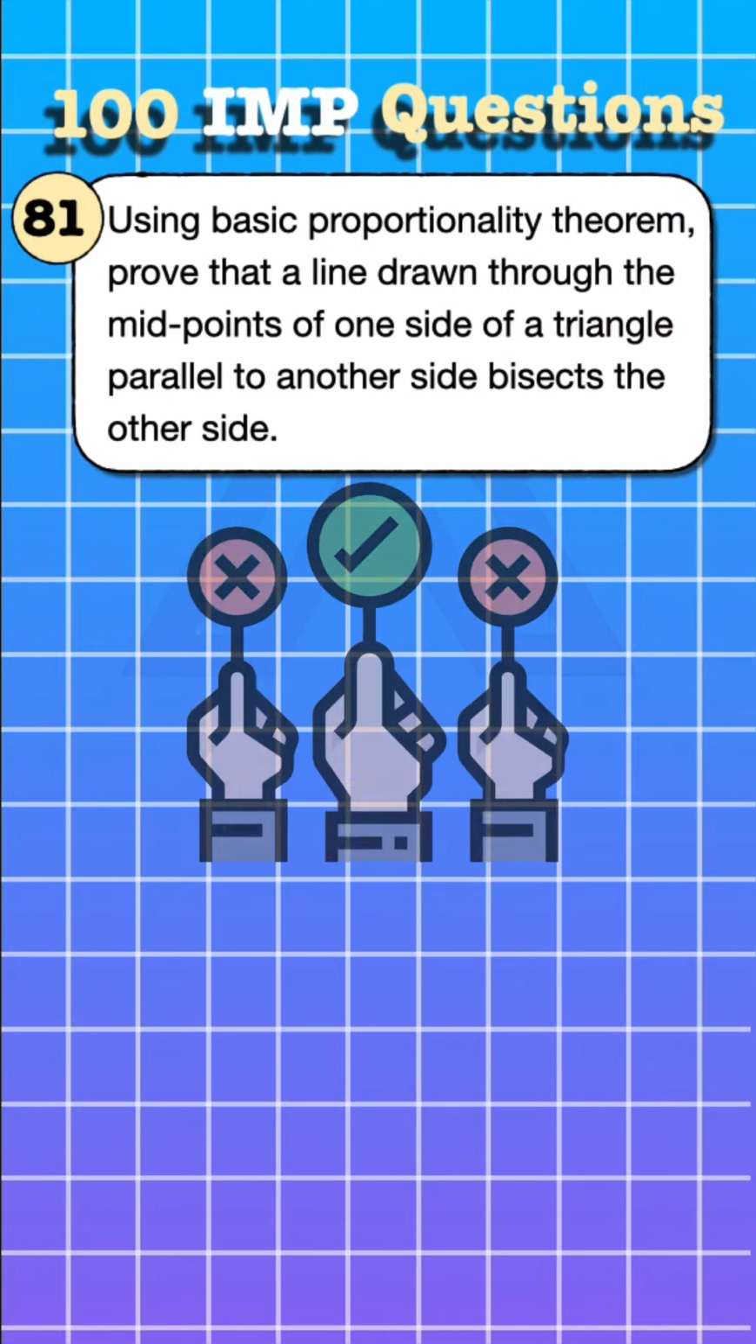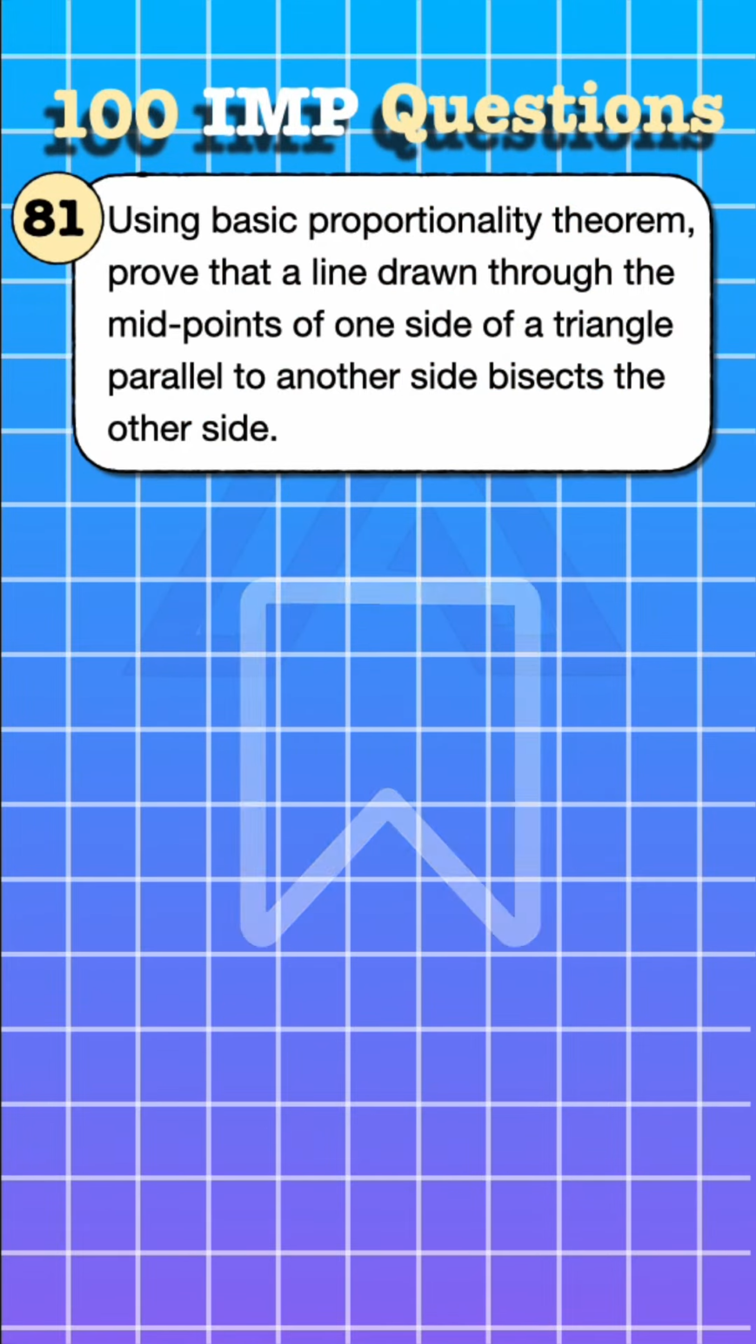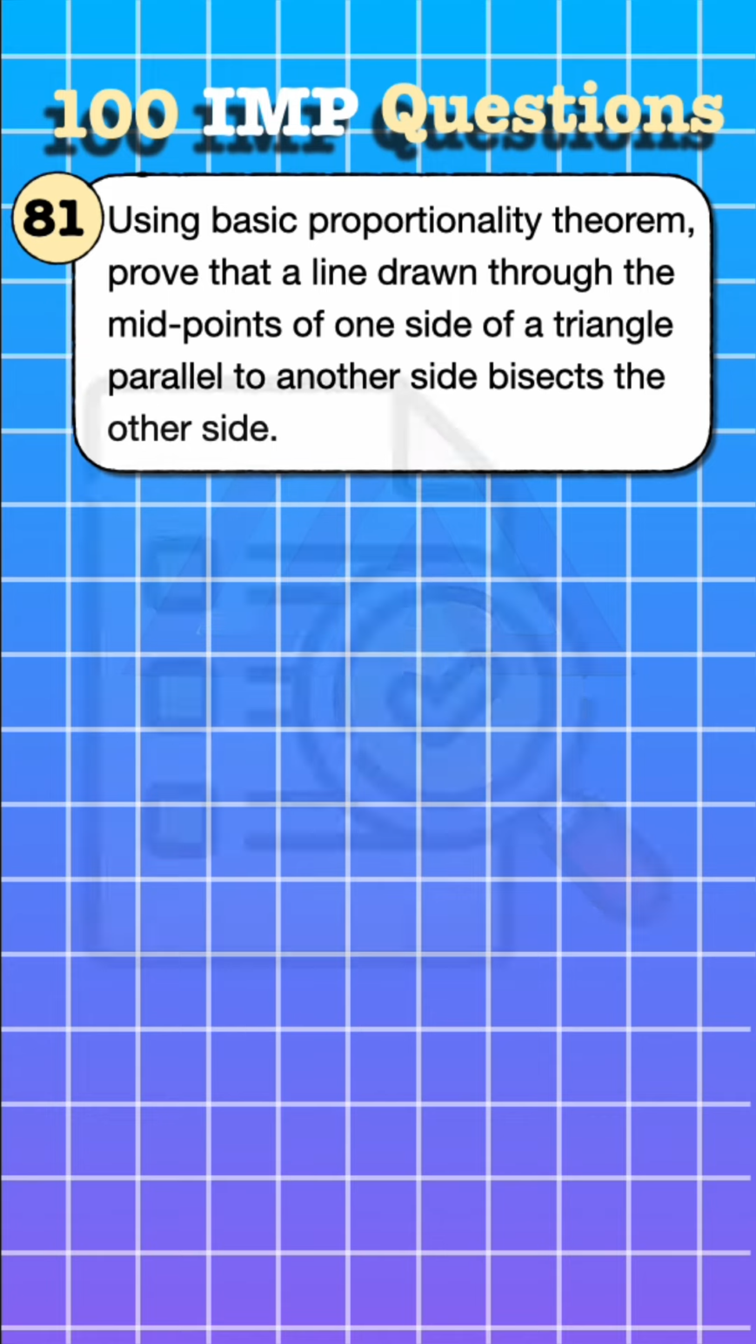This could be the difference between the 75 and 95 in maths. Save this video and let's start with 100 questions every topper solves.